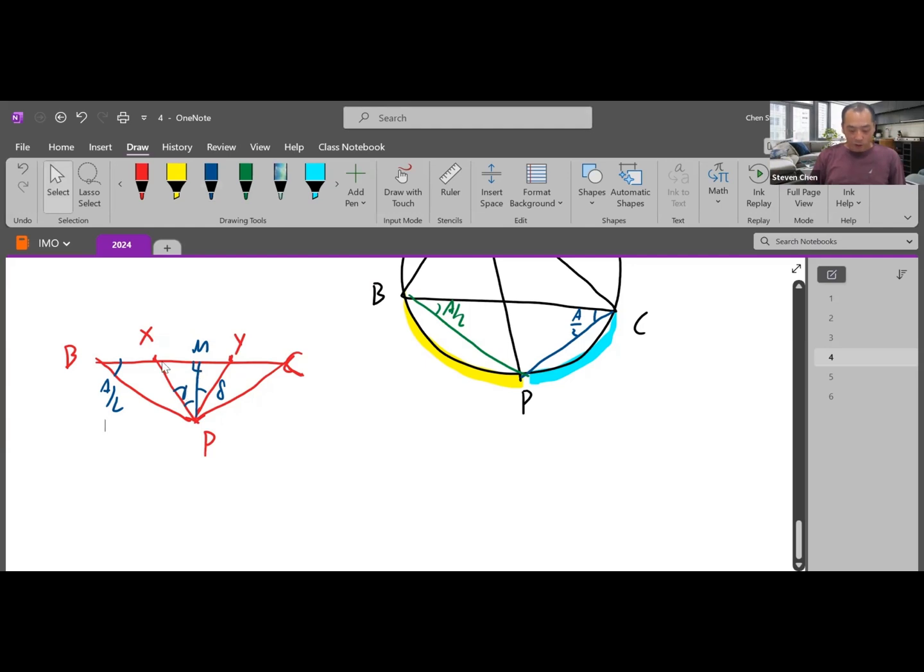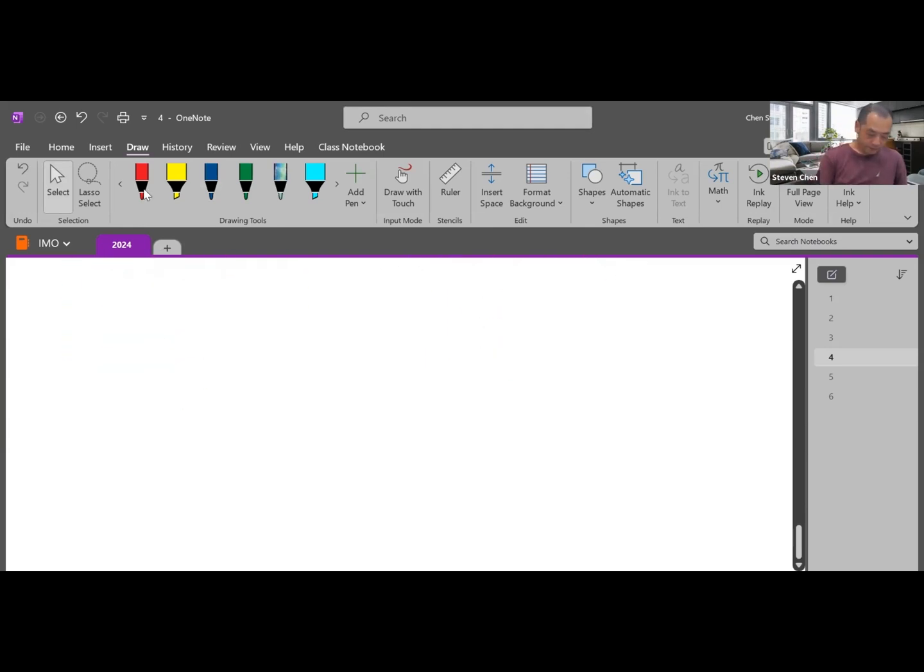So now let me put my focus on computing BX. To compute BX.